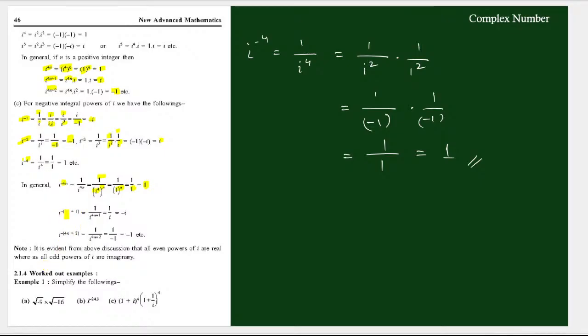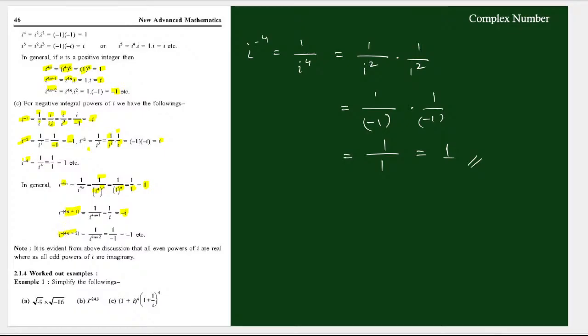i to the power minus 4n plus 1. Its reciprocal, 4n plus 1. So it gives us 1 by i, which is minus i. See, where did this minus i come from? It came from here: i to the power minus 1 is nothing but your minus i.